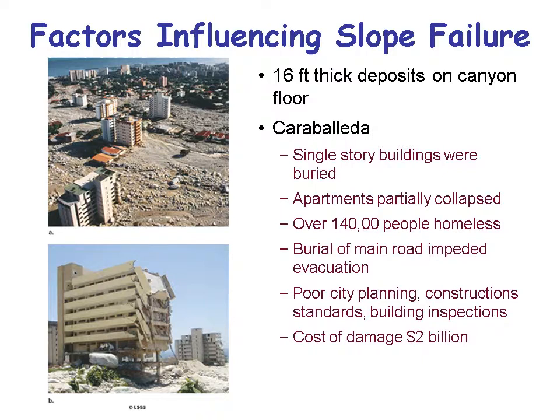Some more discussion about this disaster in Caraballo. You had single-story buildings that were totally buried. You had apartments that collapsed. You can see the edge of that apartment collapsed. It just got crashed into by rocks from this slurry and destroyed. Couldn't evacuate people because the main road was covered over, and the damage back in '99 was $2 billion. It'd be a lot more today. So poor city planning, poor construction standards, poor building inspections, and the city carries the price.